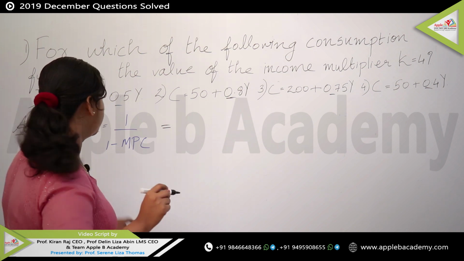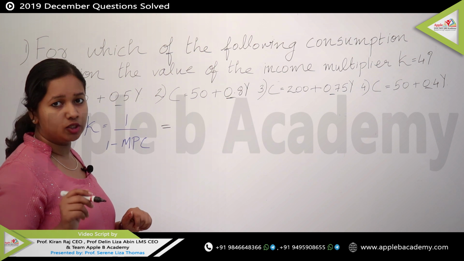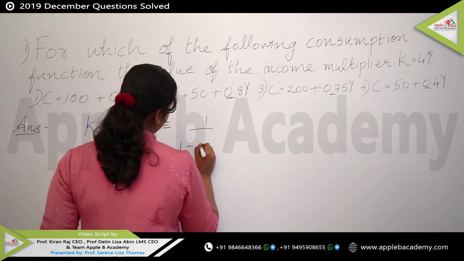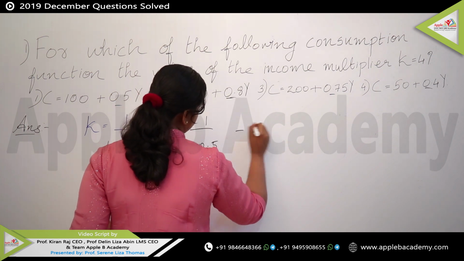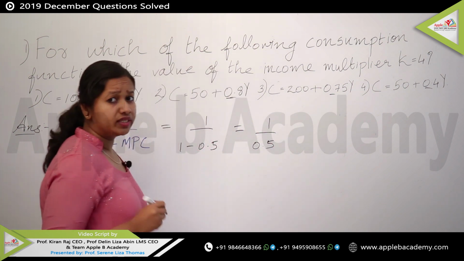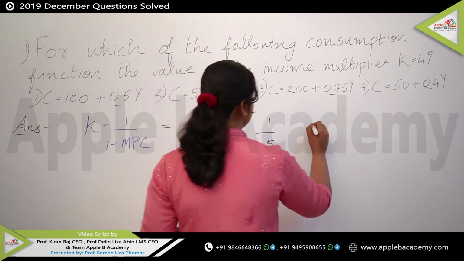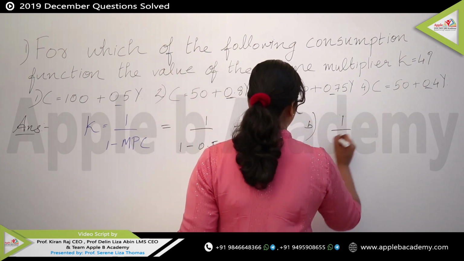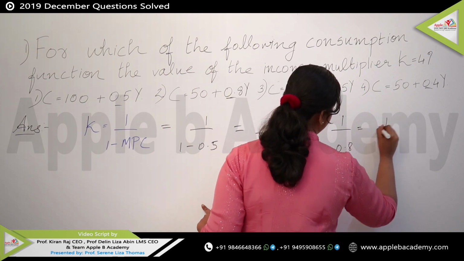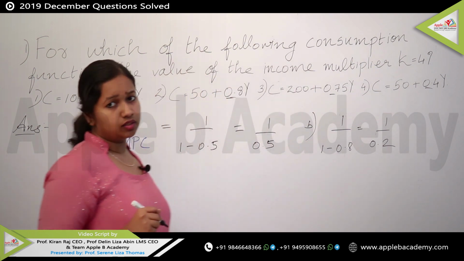Now we will look at the first option. Considering the first option, MPC is denoted by 0.5. So 1 by 1 minus 0.5, which is 1 by 0.5. So obviously this is not equal to 4. Now let's look at the second option, B: 1 by 1 minus 0.8, which is 1 by 0.2. So even this is not equal to 4.